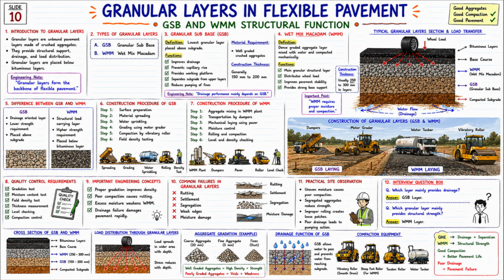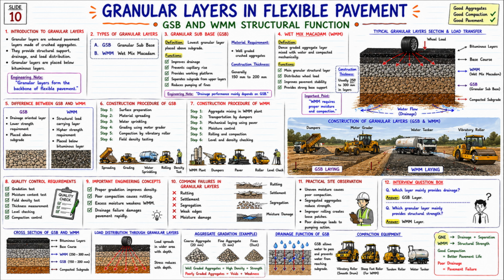Now look at the load distribution diagram. Load is spreading with depth, and the stress is reducing as it goes down. Now let us see an aggregate gradation example. Well-graded aggregates give higher density plus higher strength, but poorly graded aggregates create voids and weakness. Now look at the drainage function diagram. GSB allows water to pass down and prevents moisture from accumulating in the pavement.